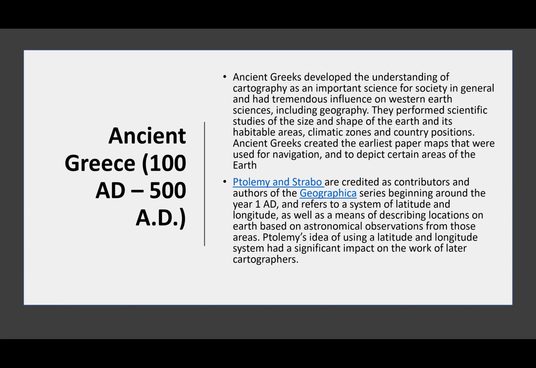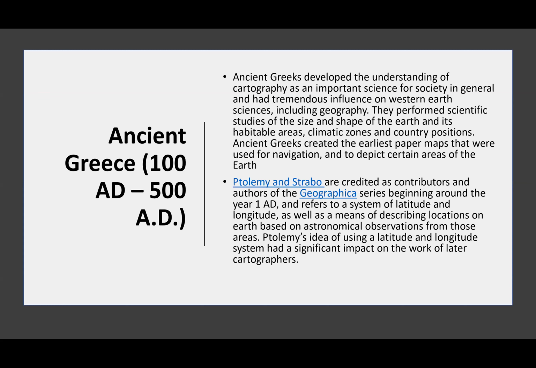Ptolemy and Strabo are two important names historically associated with Greek cartography. They are credited as contributors and authors of the Geographica series. Again, these links will take you to more information about Ptolemy and Strabo, but in particular, Geographica is pretty significant. The series begins around 1 AD, and it refers to a system of latitude and longitude.